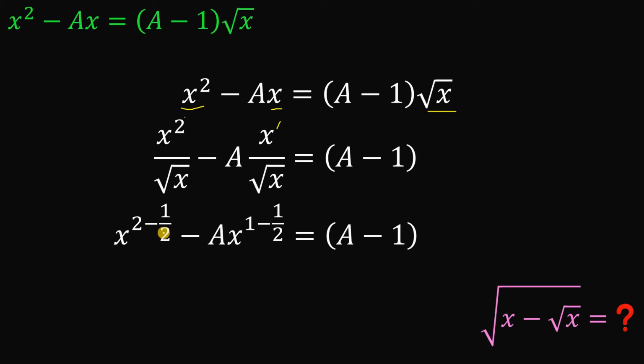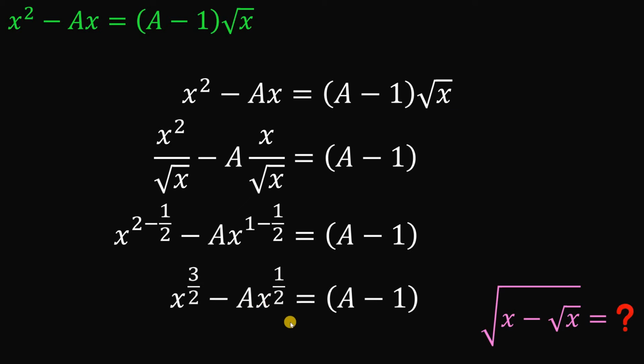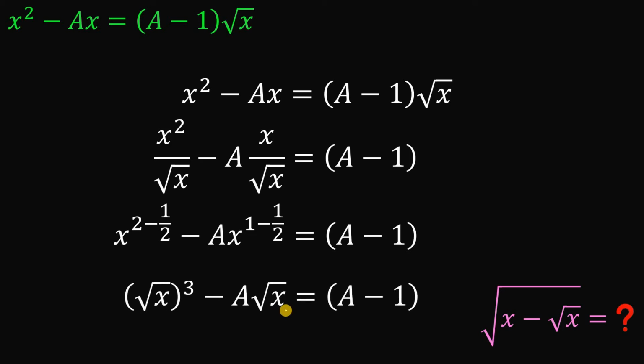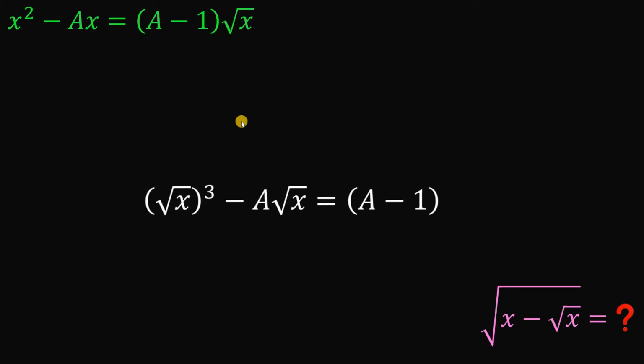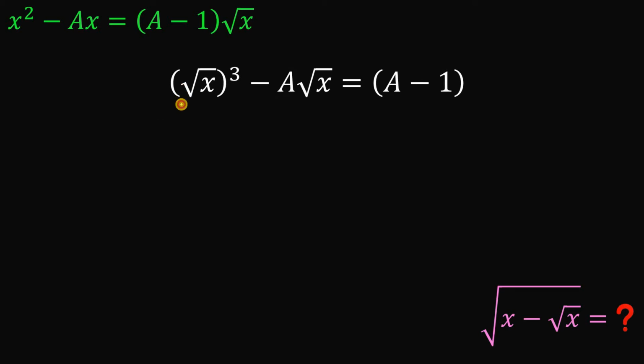And 2 minus 1/2 is equal to 3 over 2, while 1 minus 1 over 2 is simply equal to 1 over 2. And now take note, x raised to the power of 3 over 2, we can rewrite this as square root of x raised to the power of 3, and of course, x raised to the power of 1 over 2 is simply equal to square root of x. And now, let's focus on this result, because we now have the same term, square root of x.